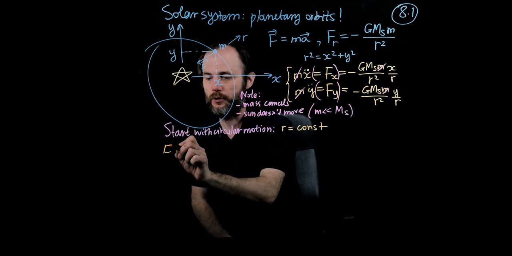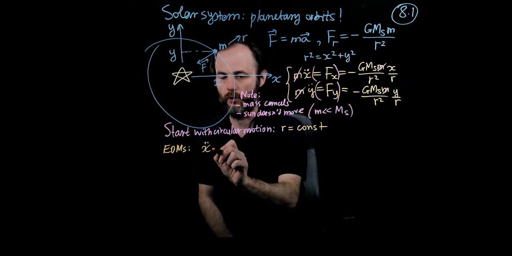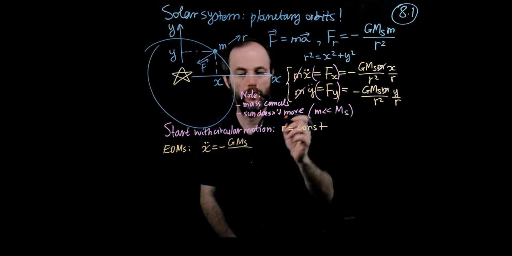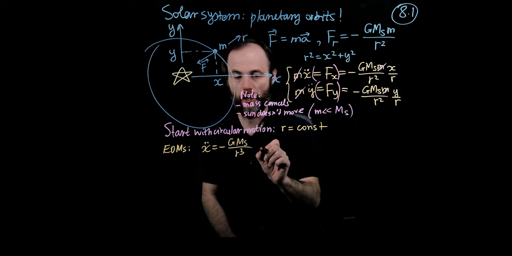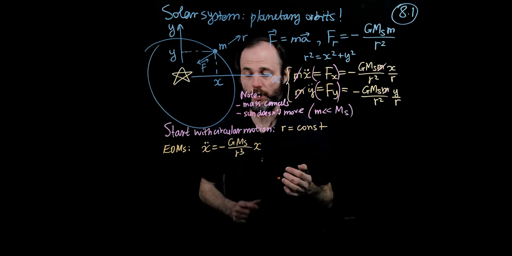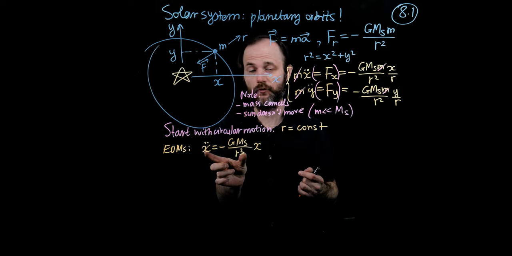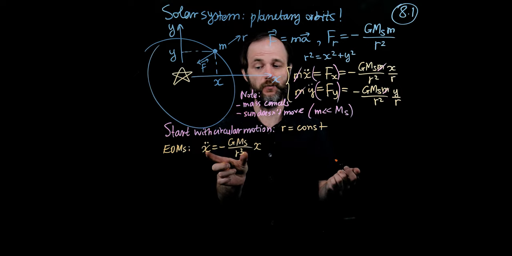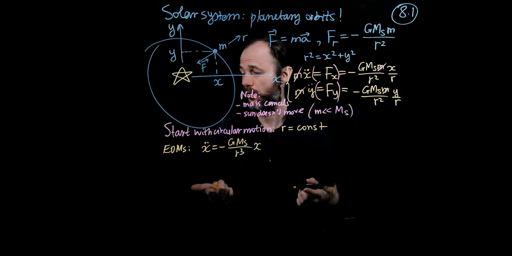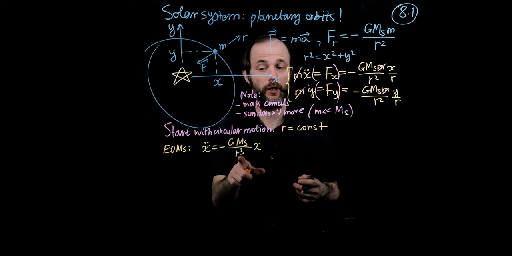So our equation of motion is x double dot is equal to minus GM star divided by r cubed times x. And so from here, we can immediately find a solution because this equation of motion looks just like an equation for a simple harmonic oscillator that we've already seen previously. So what is our solution? Well, it's a sine or a cosine wave, and we can think of this as the square of our natural frequency.